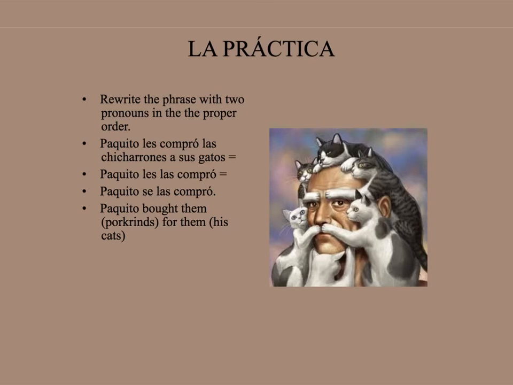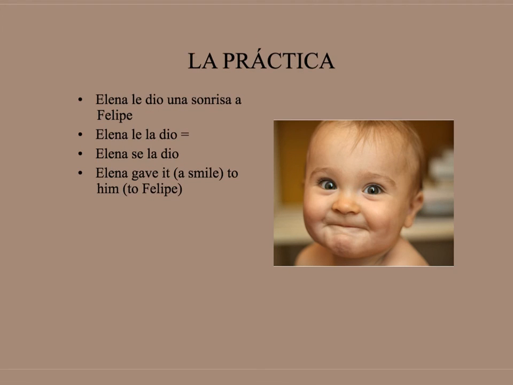Okay, so here's a couple examples of how you would, again, work with 2 pronouns. Paquito bought pork rinds for his cats. He bought them for them. The for them is the les. The them referring to the pork rinds becomes las because it's las chicharrones. I can't leave it as les las. That's a problem. I have to make it se las. Okay. Elena gave a smile to Felipe. She gave it to him. The it is the smile. The to him, that's the le. Le la doesn't work. You make it se la.